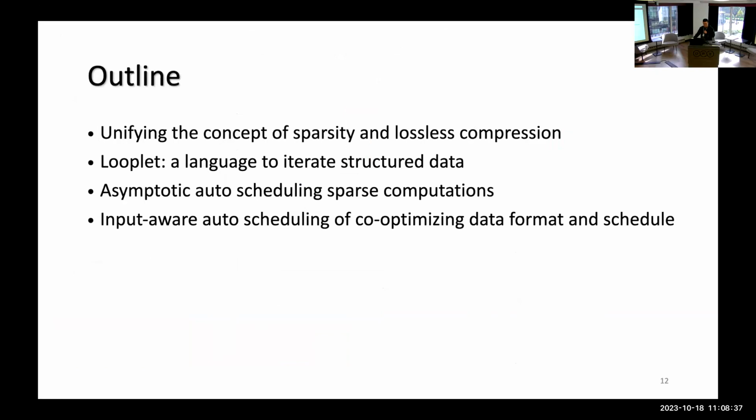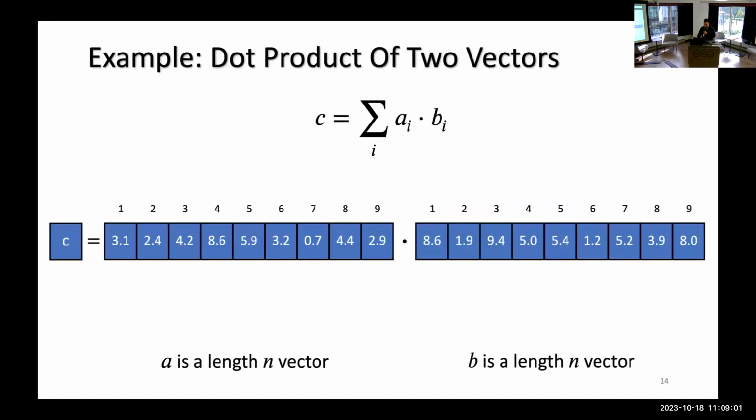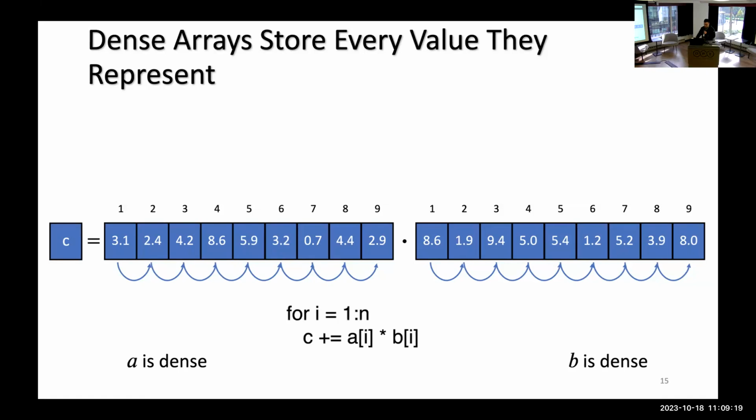Now I'm going to talk about a looplet language to iterate structured data. There are many expressions, but complexity also comes from the same expression with different data formats. Like these two data, you can see the formats are different. Here is a simple example of the product of two vectors, C is AB. If both arrays are dense, it's trivial, right? We can just increment pointer one by one to traverse in this way.